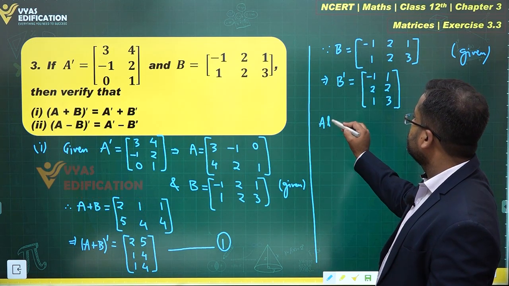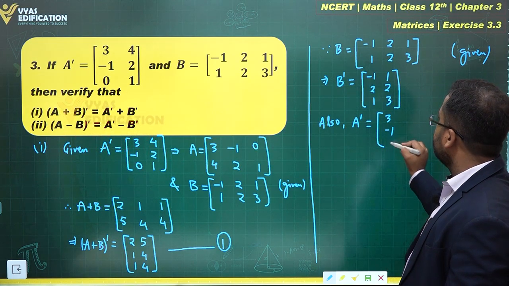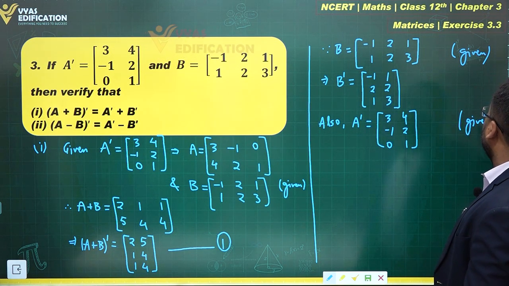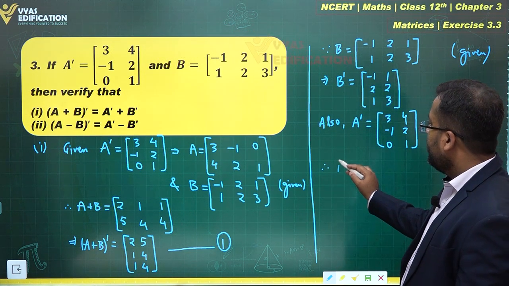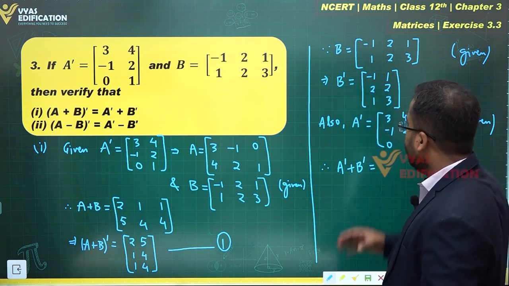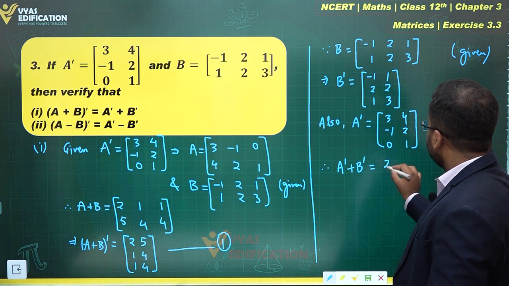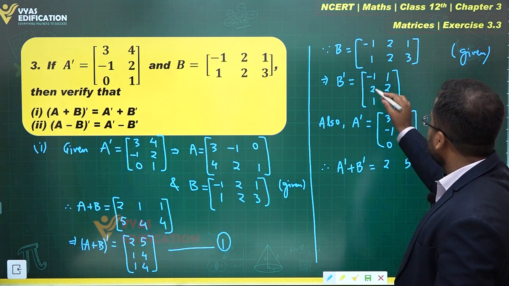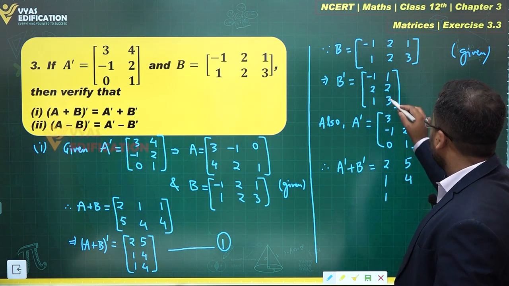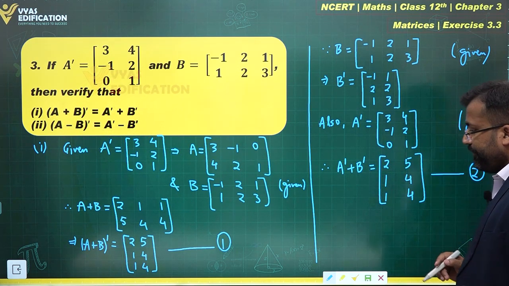Also, A transpose is equal to what? A transpose is given. This is 3, minus 1, 0, 4, 2, 1, and this is given. Therefore, A transpose plus B transpose is equal to what? This can be found easily by adding the corresponding elements. Let's do it. 3 minus 1, which is 2, 4 and 1, which is 5, minus 1 and 2, the sum is 1, 2 and 2, the sum is 4, 0 and 1, the sum is 1, 1 and 3, the sum is 4. This is what I obtain, and let's call this statement 2.